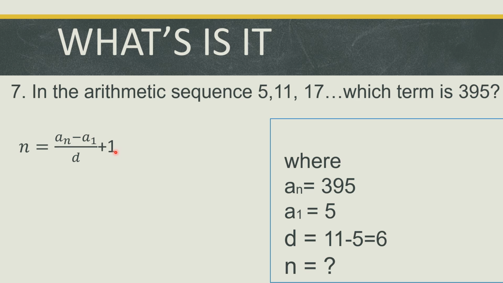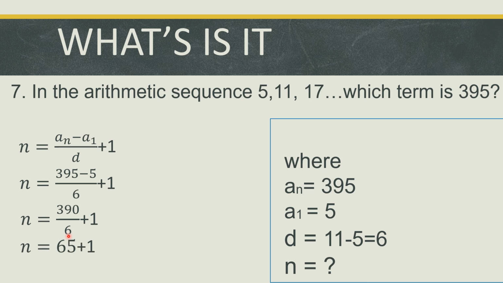With the use of the formula, n is equal to a sub n minus a sub 1 divided by d plus 1, kagaya ng ginamit natin dun sa last example kanina, masosolve natin ang value ng n. By simple substitution, ang value ng a sub n ay 395, a sub 1 ay 5, d ay 6. So by simplifying, 395 minus 5, that is equal to 390. Bring down 6, same with 1, and 390 divided by 6, that is equal to 65, plus 1, that is equal to 66. So it means 395 is our 66th term of the sequence.